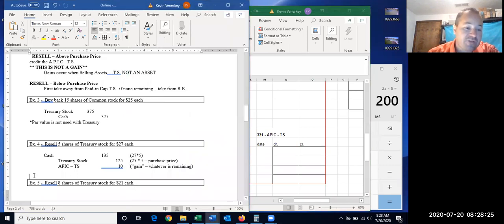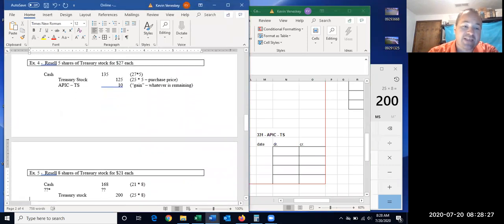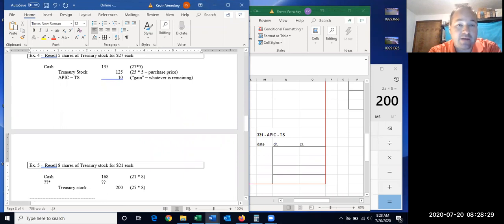Now, what happens when I turn around and sell the treasury stock for less than what I bought it for? If I sell it for less than the $25, say I resell it for $21 a share, then what happens is I'm getting cash from my investors. I'm reselling 8 shares. They're giving me $21 each. So if you do the math, that's $168.